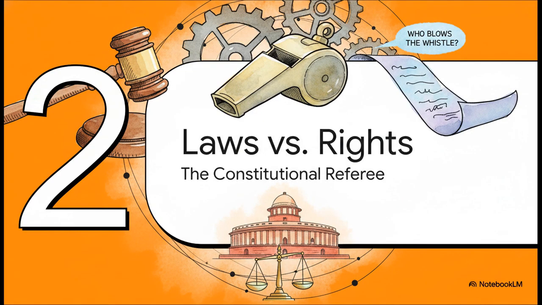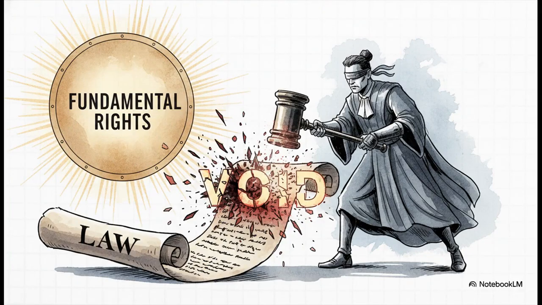All right, so we've figured out who your rights protect you from. But what happens when the state actually passes a law that smacks right into one of these rights? Who blows the whistle and calls a foul? The whistleblower is Article 13, and its job is simple but incredibly powerful. It basically says that any law, doesn't matter if it was made before or after the Constitution, that messes with a fundamental right is, well, void. It's the Constitution's built-in quality control system.